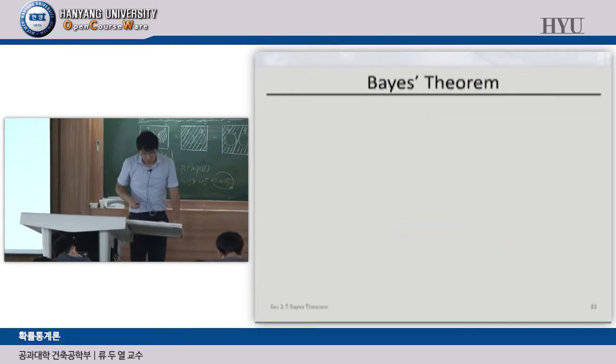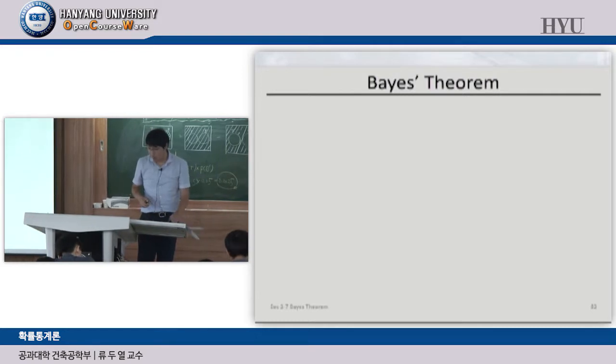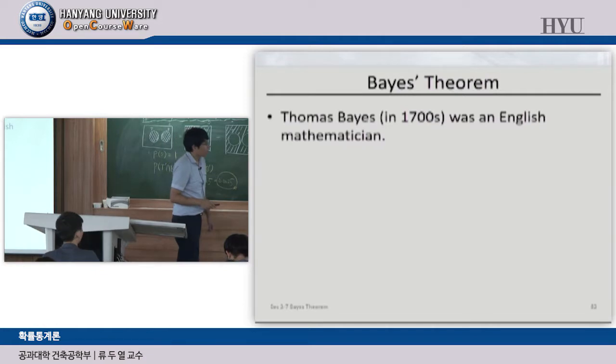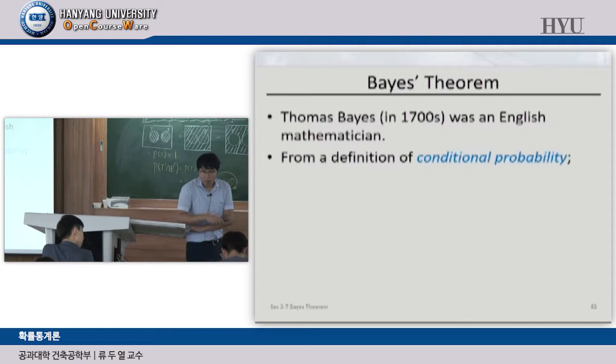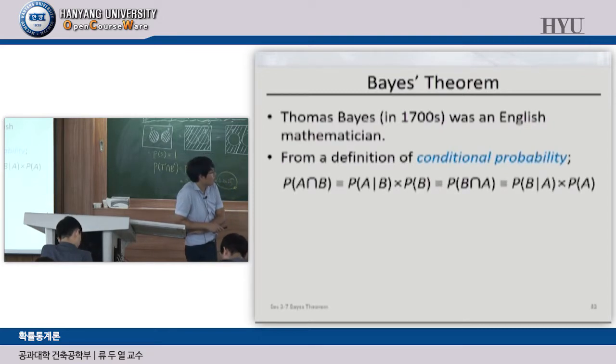And now we are going to discuss the Bayes theorem. Thomas Bayes was an English mathematician, and from the definition of conditional probability, as shown here, the probability of the intersection of A and B equals the conditional probability of A given B multiplied by the probability of B, right? We all know this equation, but as I already explained, the order is not important, right?